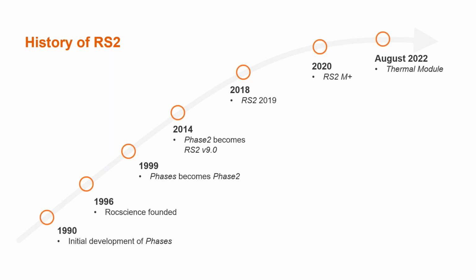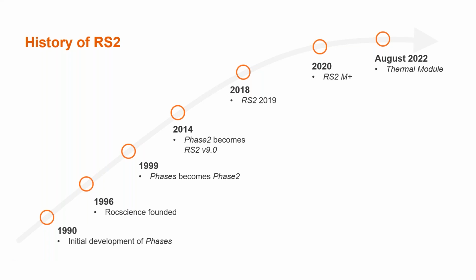We started development of the RS2 program, which at the time was called PHASE in the 90s, at a research group at the University of Toronto. And then in 1996, Rocscience was founded to provide various solutions for mining and civil engineering applications for the industry. Then in 1999, the name changed to Phase 2.